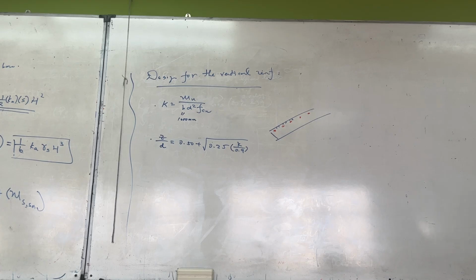Okay? So you can see that K is equal to M divided by b d squared f cu. Right? Then after that, you do the Z divided by D. Here they put the D on the other side, so Z is equal to D multiplied by the bracket here. So normally I'll do Z divided by D equal to this bracket, 0.5 plus square root of 0.25 minus K divided by 0.9. Okay? Alright? Okay, then after that you do the A s, which is equal to M divided by 0.9 Fy Z.